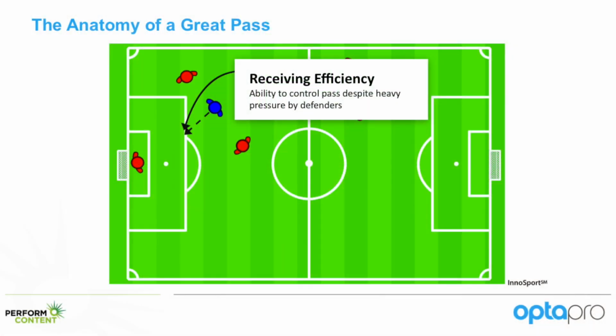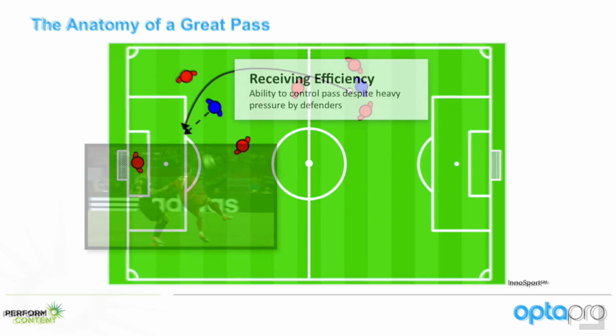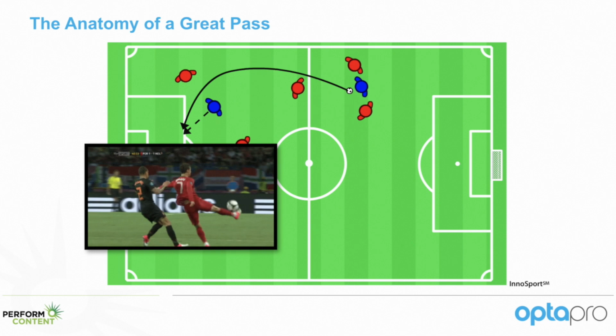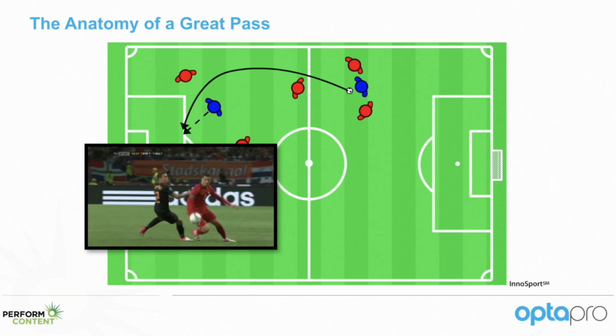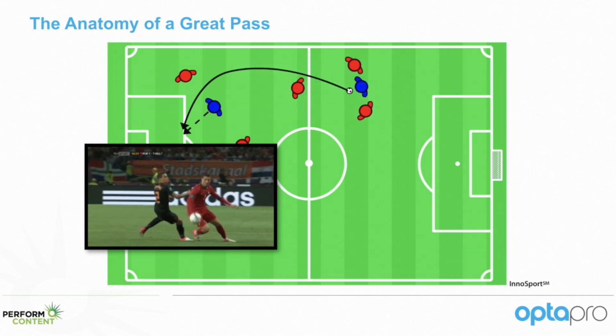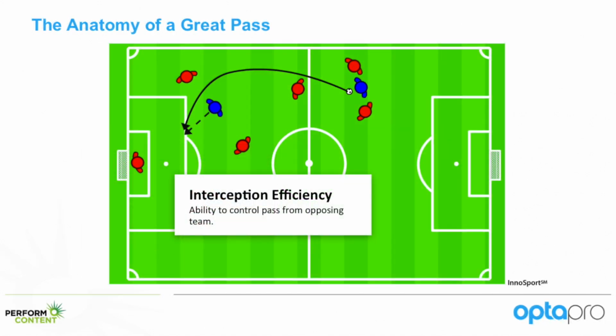The next component is the receiving. In addition to having a well-placed pass, you have to have a highly skillful receiver who's able to control that pass and then do something with it. Here we see an example of, I think it's Ronaldo, just putting a perfect touch on the ball to control it. So these are the two components from the offensive side.